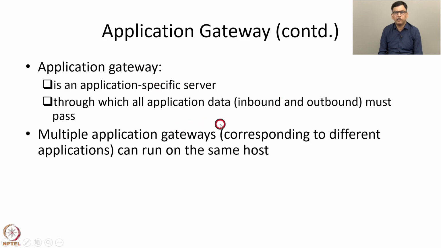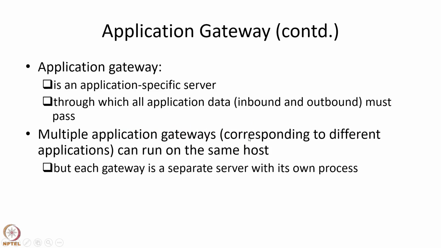Multiple application gateways corresponding to different applications can run on the same host. For example, there may be one application gateway corresponding to Telnet, one corresponding to FTP, and one corresponding to web traffic. So such multiple application gateways can run on the same host. But each gateway is a separate server with its own process.